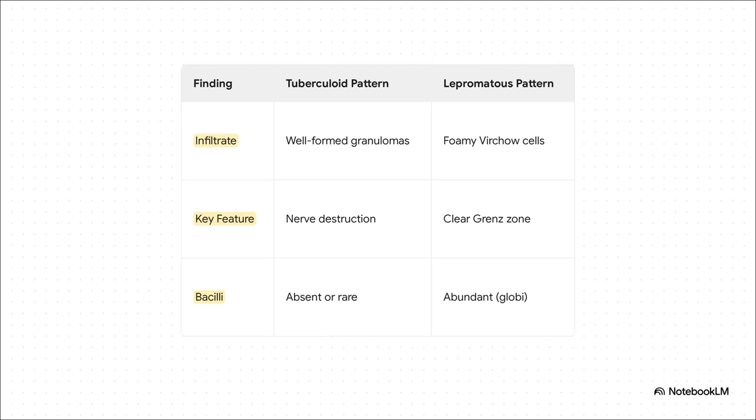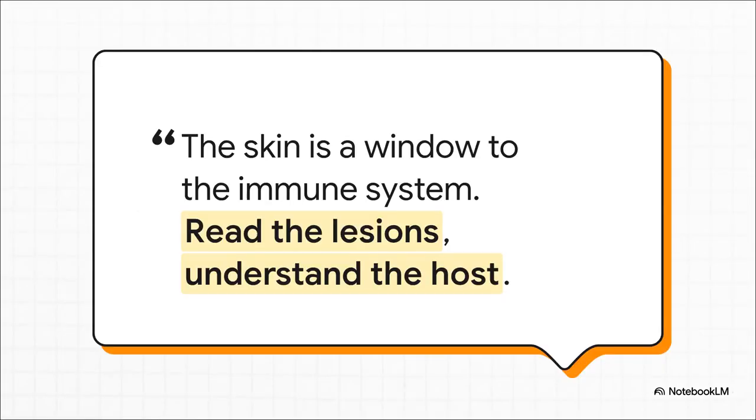And the histopathology, it's a direct window into the immunology. A tuberculoid biopsy shows you a competent immune system at work. You'll see these well-formed granulomas actively attacking and destroying nerves. In contrast, a lepromatous biopsy shows immune failure. You just see these diffuse sheets of foamy Virchow cells, which are basically macrophages that have become inert storage units for countless bacilli. So really, this is the ultimate takeaway.